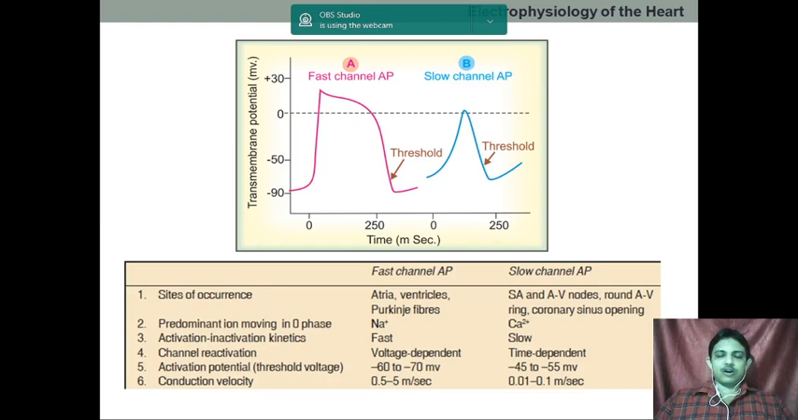Now all of them are opening and rapid depolarization starts, at minus 60 to minus 70 millivolt, and for the slow, at minus 45 to minus 55 millivolt. Conduction velocity is 0.5 to 1 m per second, and in the case of the slow, 0.01 to 0.1 m per second. So this is about the difference between the fast and slow.